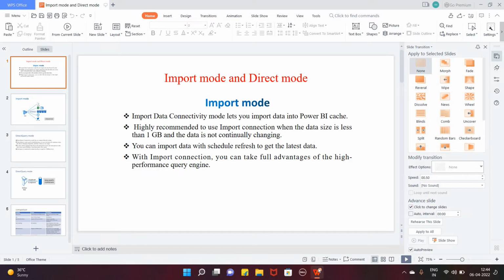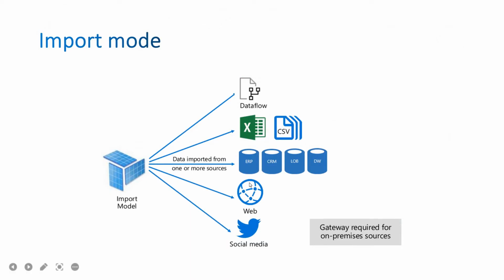Let's start by walking through each connection method. Coming to the import mode, the import data connectivity mode lets you import data into the Power BI cache. It is highly recommended to use an import connection when the data size is less than 1 GB and data is not continuously changing, and you can import data with a scheduled refresh to get the latest data. With an import connection, you can take full advantage of the high performing query engine.